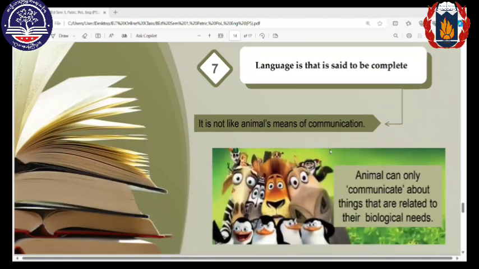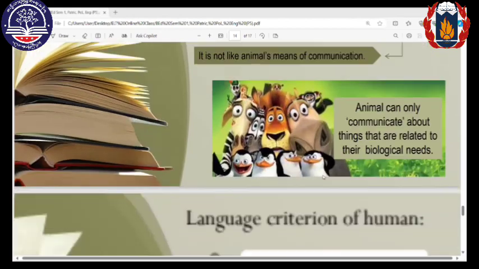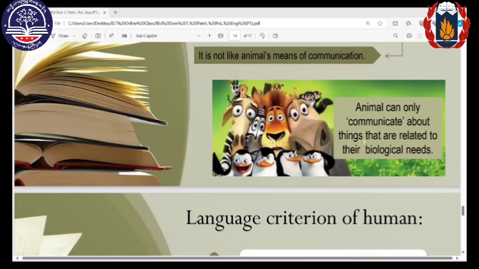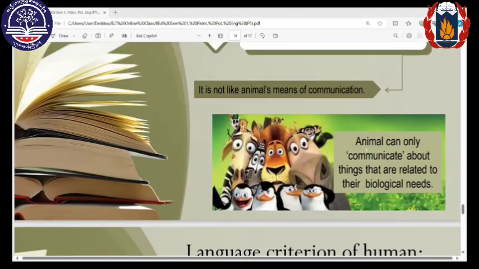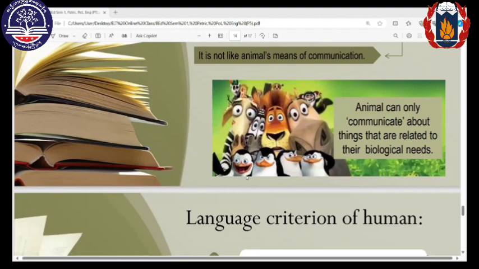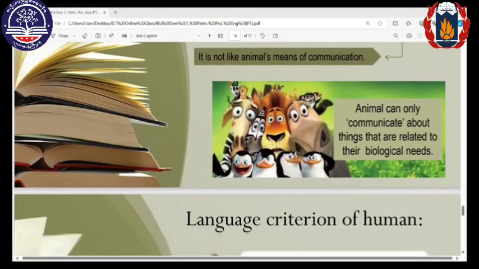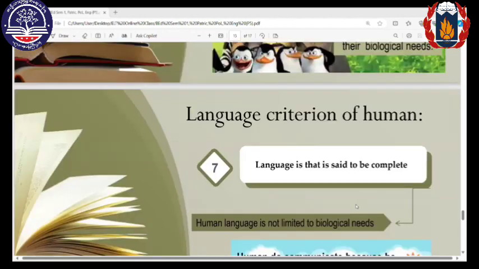Complete. It's not like animal means of communication. In animals, means of communication, an animal can only communicate related to their biological needs. Next one, human language is not limited to biological needs, right? Humans do communicate because they find it necessary.